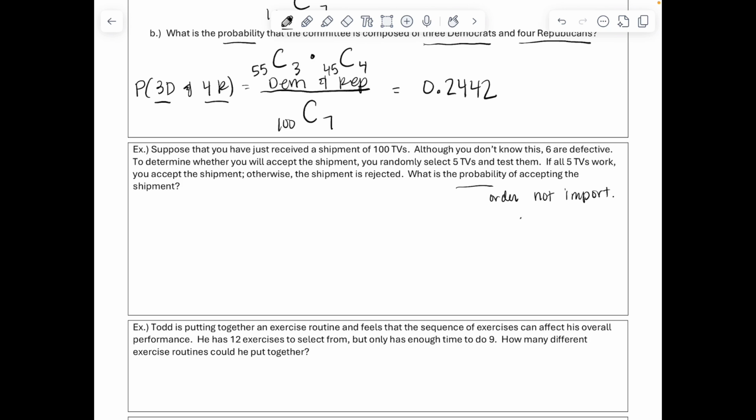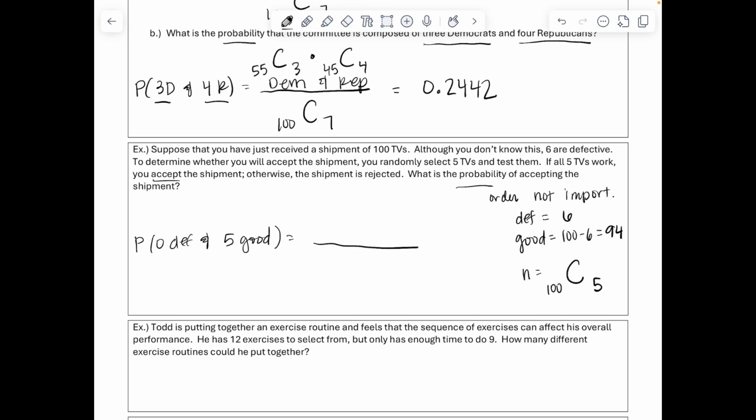So the total number of TVs that are defective is 6. That means that if you had 100 TVs, how many of them are actually good and work? To get this, you would do 100 minus 6, which is 94. So now your sample N is going to be 100 TVs, and we're going to select 5 of them to test. We're looking for the probability of the shipment being accepted, and for it to be accepted, all 5 TVs must be good and working. So that means I want 0 defective, and 5 are going to be good.